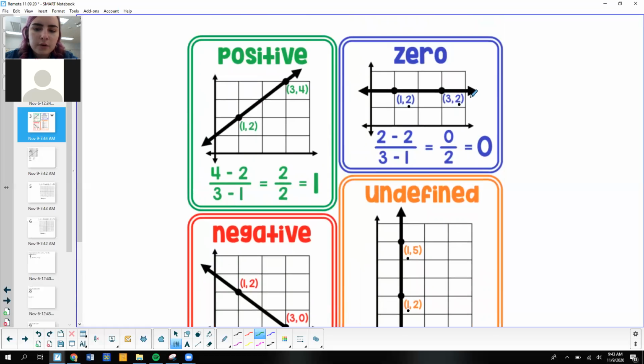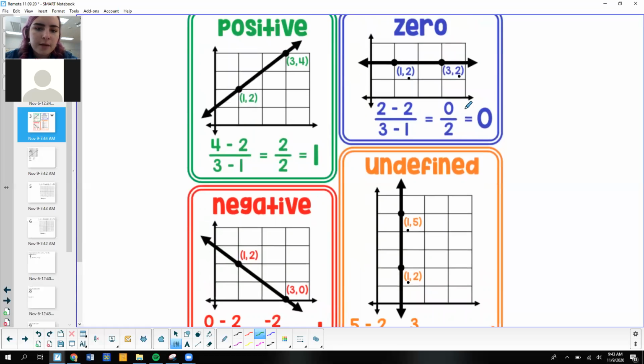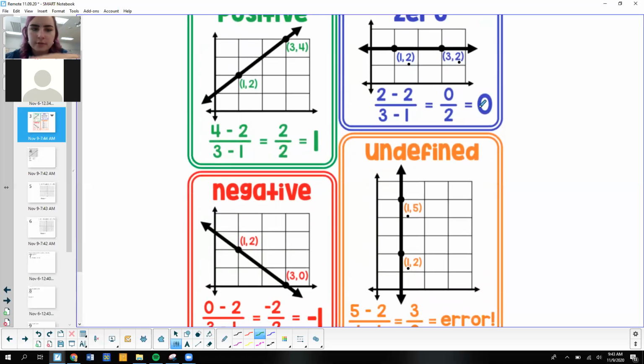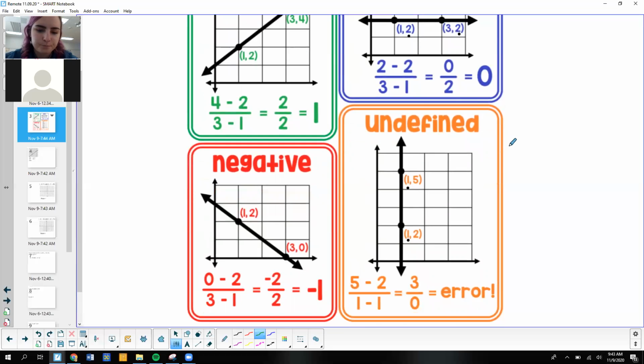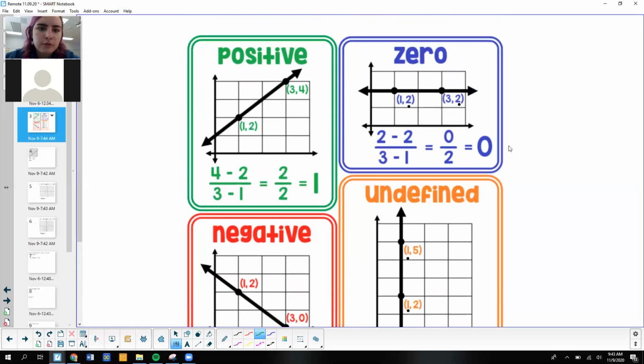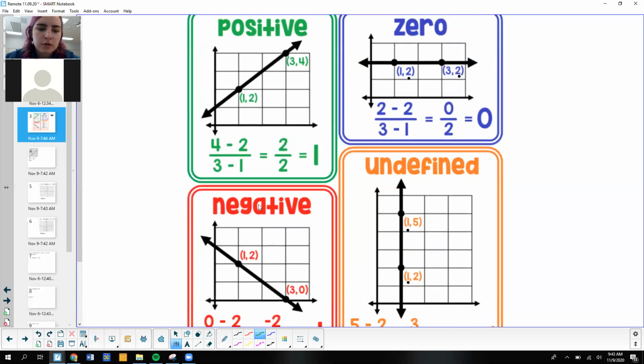But a flat line horizontally is going to be a zero slope. And that makes sense because it's not going up or down. It's just a zero slope. All right, so there's a quick review of our slope types. I just wanted to review that with everybody.